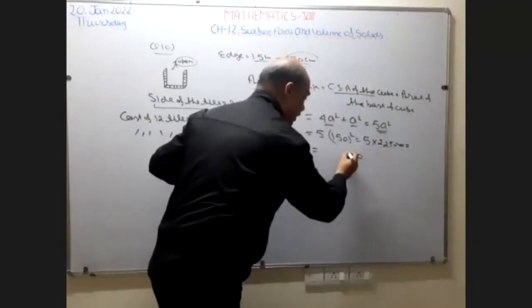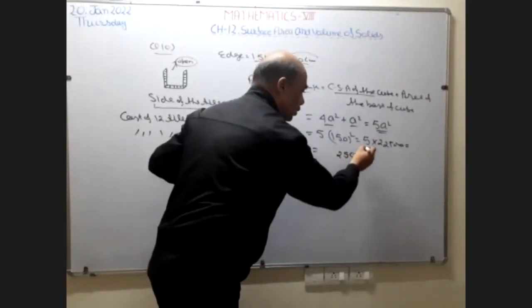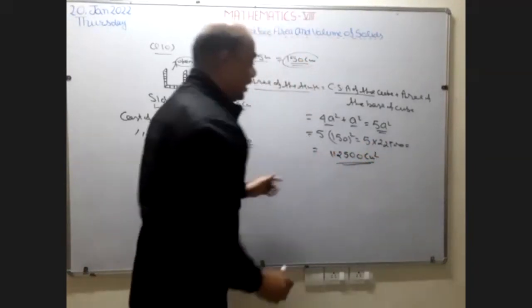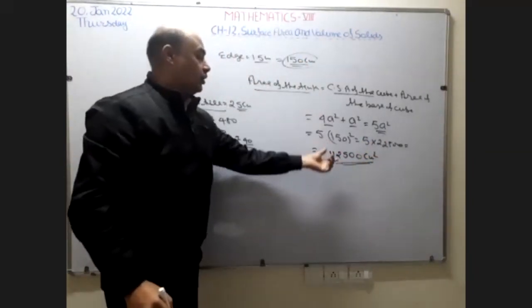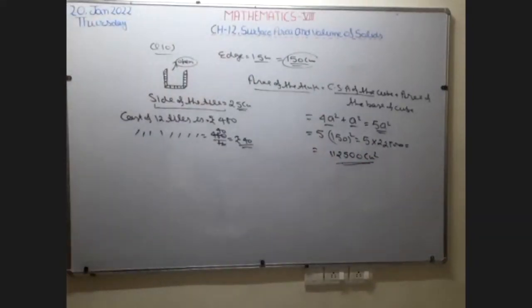5 fives are 25, 2 is left. 2 fives are 10, 10 plus 2, 12. 2 fives are 10 and 1 is 11. So in centimeter square, this is the area of the tank. Okay. I hope it is clear. This is the area of the tank. If it is clear, send a message. Send message fast. Is it clear? Clear, sir. Okay, Kshitish.